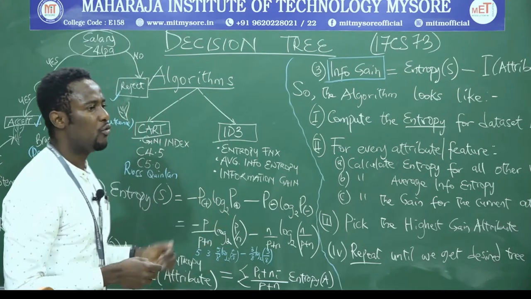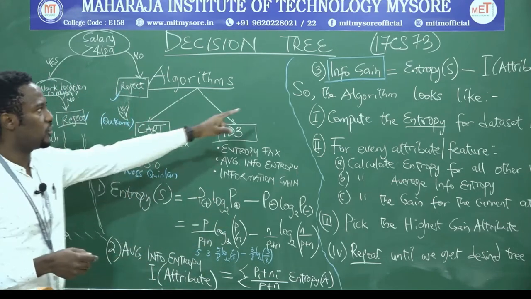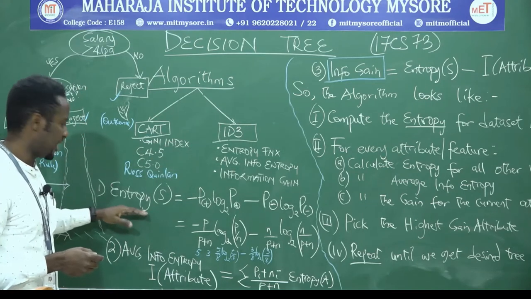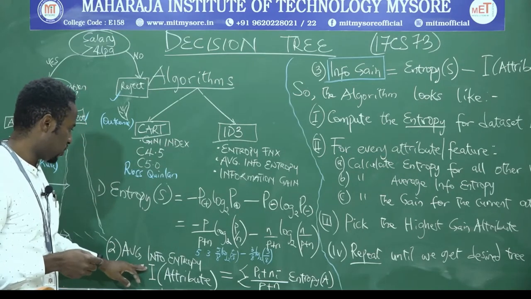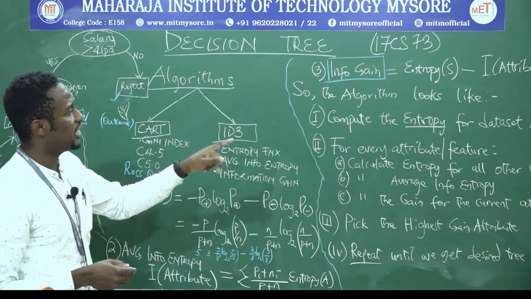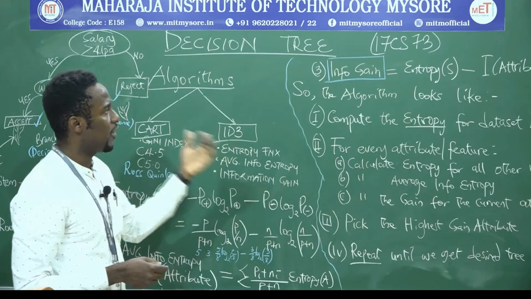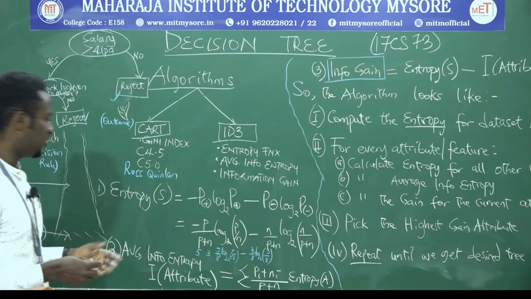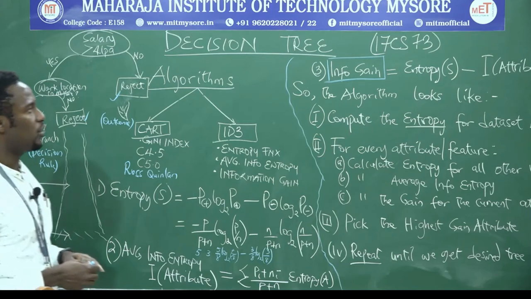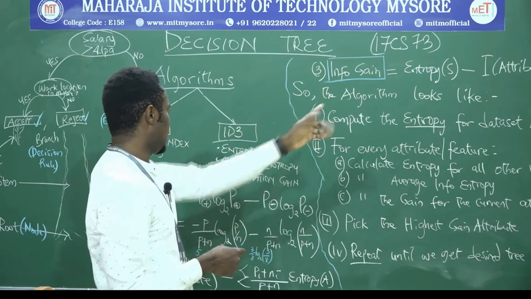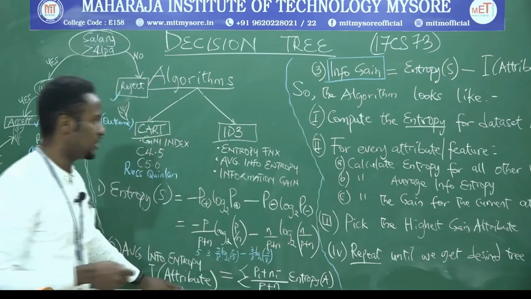But please remember, we cannot just jump directly to the information gain without computing what? The entropy of the entire data set and the average information entropy. You can see it here, right? So information gain is expressed as the difference between the entropy of the entire data set and what? The average information entropy. That's why we see entropy of S minus I of attribute. And you can see it here.